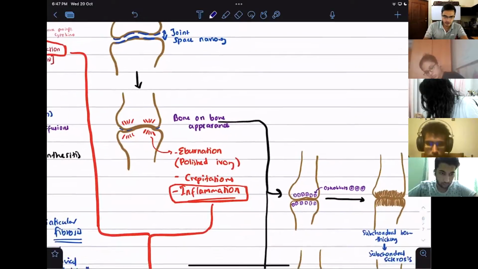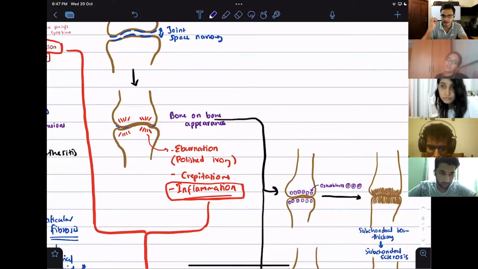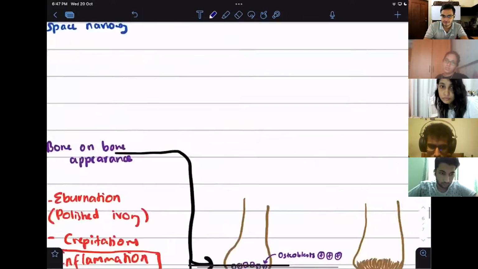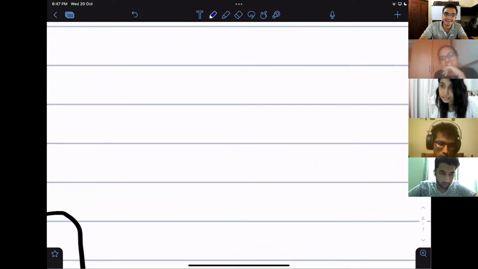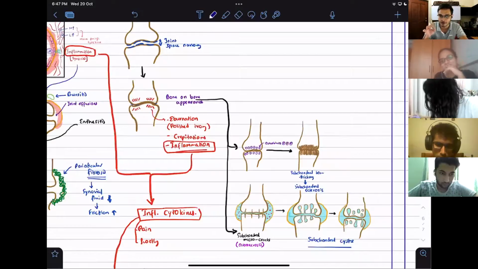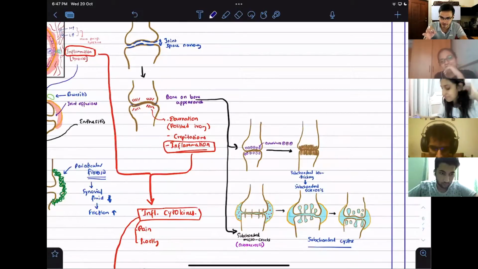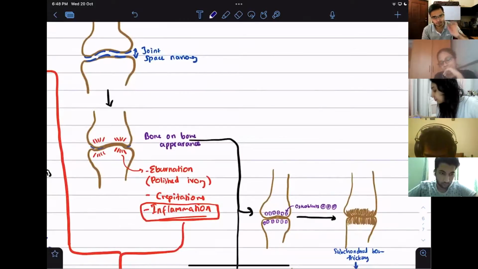What did we say? This one results mainly in subchondral sclerosis and subchondral, what's the second one? Subchondral sclerosis and what? Subchondral cysts. Guys, don't forget these names are very important for your MCQs. Then we'll come back to this bone on bone appearance.